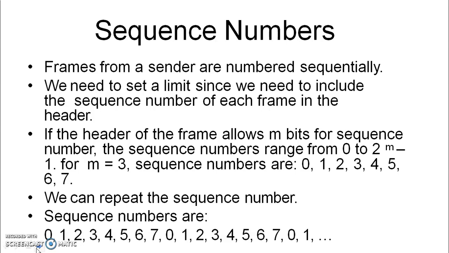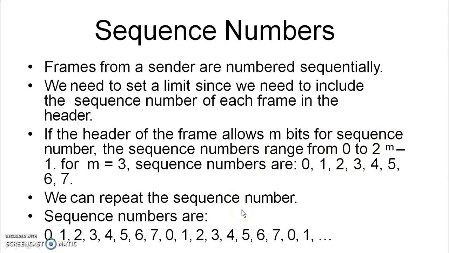Frames of the sender are numbered sequentially. We need to set a limit. We need to include the sequence number of each frame in the header. Suppose the header frame allows m bits. If you can see here, we have got m bits. If the value of m is 3, so 2 to the power of 3 would give me 8. 8 minus 1 is 7. So I can number my frames from 0 to 7.